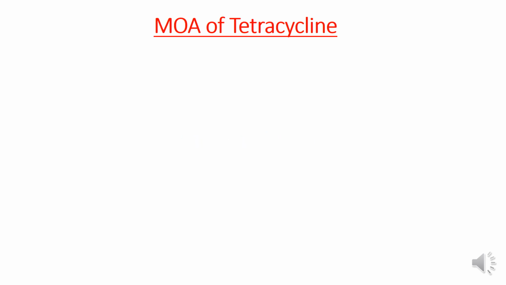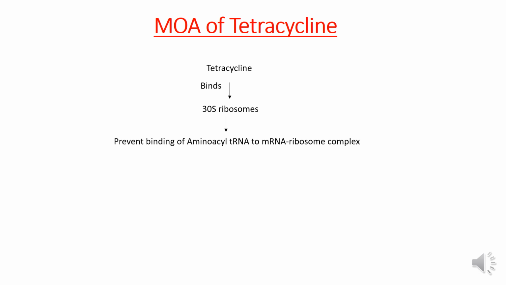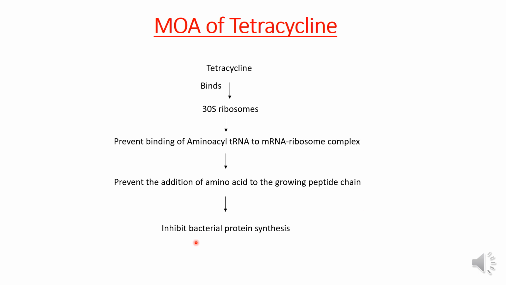Now let's see the first antibiotic, which is tetracycline. Tetracycline is a protein synthesis inhibitor. Now we'll see the mechanism of action of tetracycline. Ideally, tetracycline binds with the 30S ribosome and prevents the binding of aminoacyl tRNA to the mRNA ribosome complex, due to which it prevents the addition of amino acids to the growing peptide chain and thereby inhibits bacterial protein synthesis.